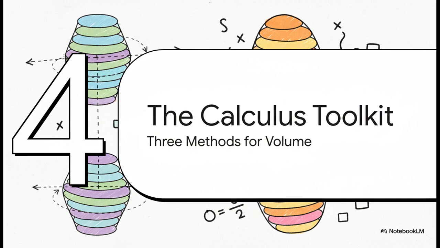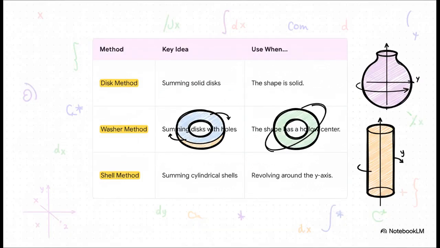Okay, so we know how to make these cool shapes, but how do we measure them? Well, for that, we've got a special calculus toolkit with 3 main methods to choose from. Here are our 3 main tools, the disk, washer, and shell methods. The disk method is your go-to for solid objects. The washer method is for things with a hole in the middle. Think of a donut, or, well, a washer. And the shell method is just a different way of slicing that can make life way easier in certain situations. It really is just about picking the right tool for the job.